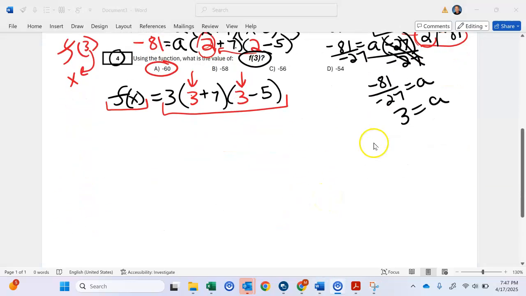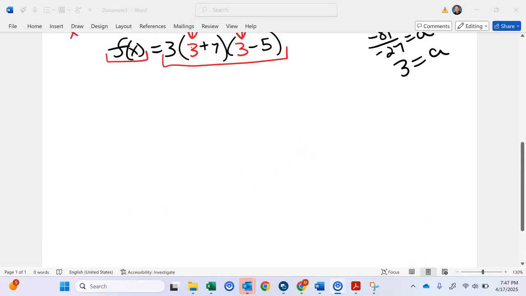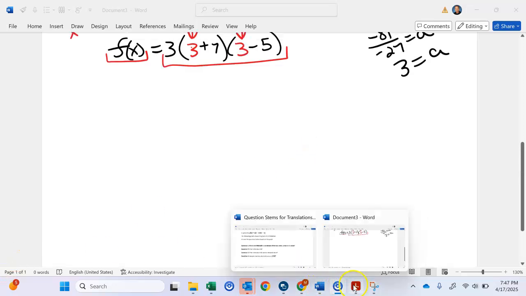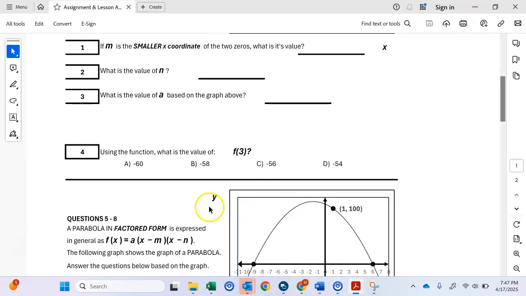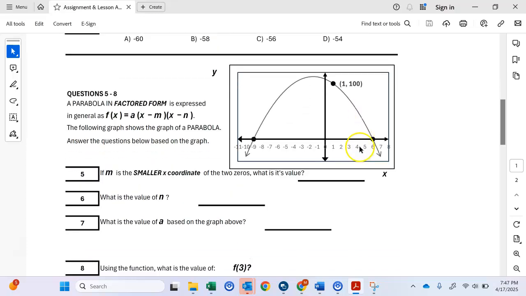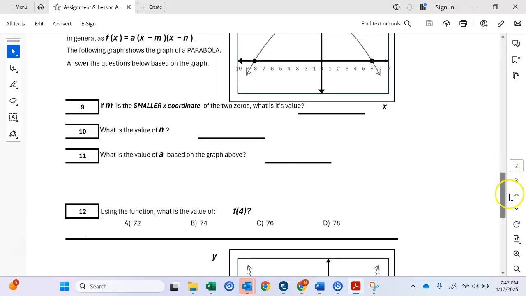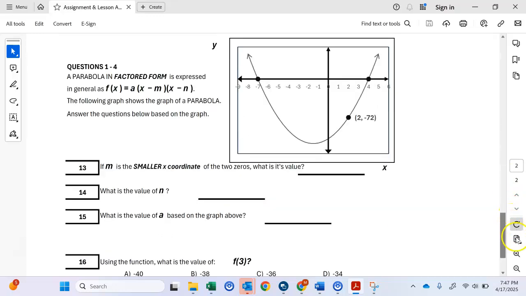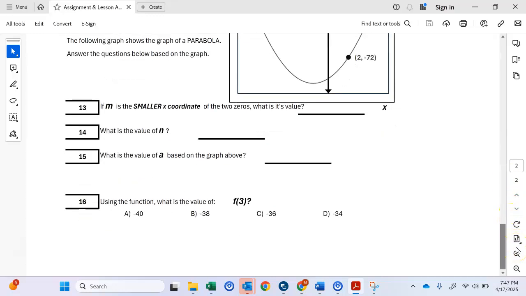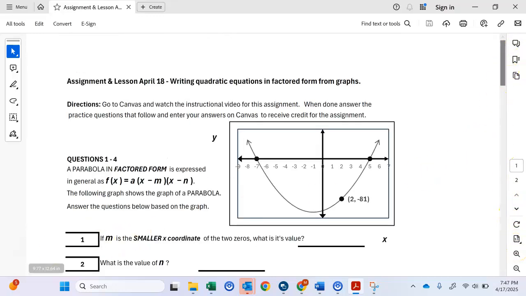Okay, so if you understand how to do that, great. Now you can do the practice problems, and the practice problems we have over here. So questions 5 through 8, we have another one, and then we have through number 16, okay? So that's your assignment for today. When you're done, make sure you put your answers in Canvas, okay? Put it in Canvas to receive credit for the assignment.